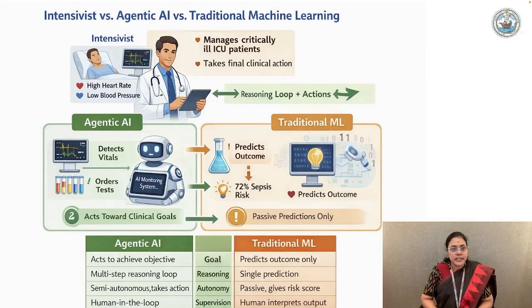Let's look into the case study about agentic AI. Here a doctor is trying to track the patient record or vitals. He is an intensivist who tries to track the patient record like heart rate, low blood pressure, and other vitals. Let's compare how the conventional machine learning system will react and also the agentic AI system. The machine learning model will continuously track all the data.